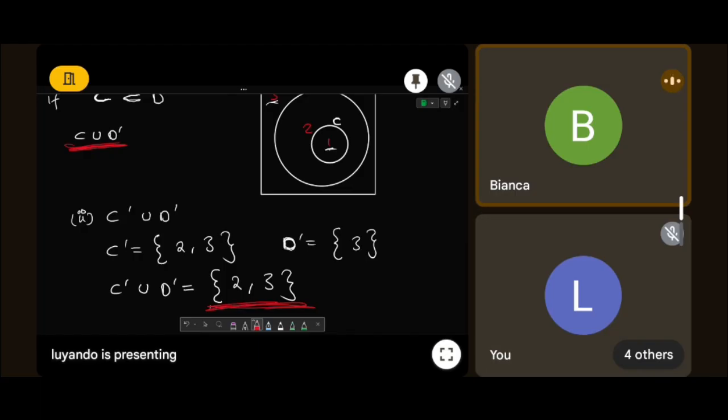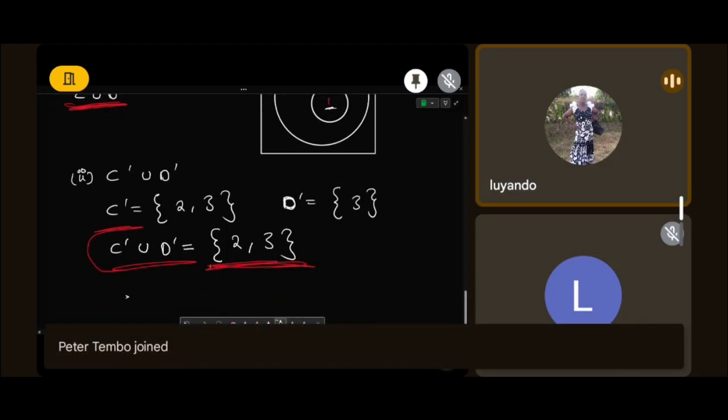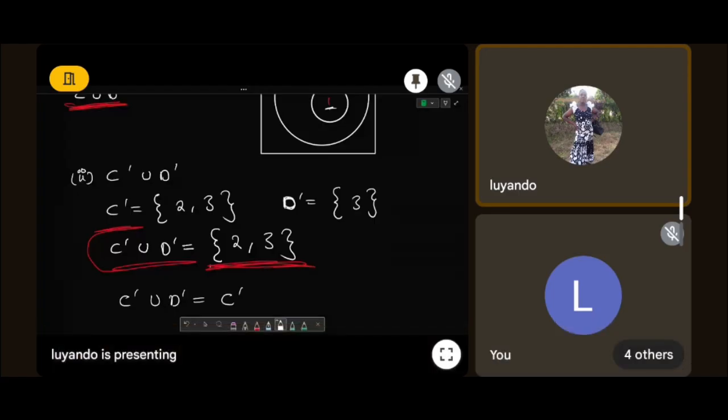It can be associated with C complement. Alright, yes, it can be associated with C complement. So we find that this and C complement are actually the same things. So we can say that C complement union D complement is equal to C complement. So we've simplified.